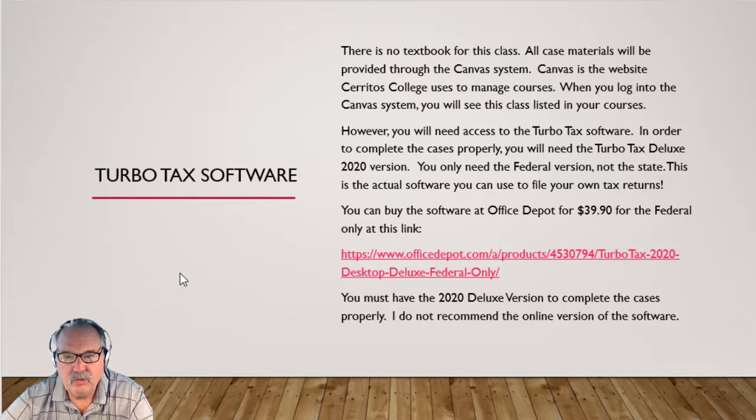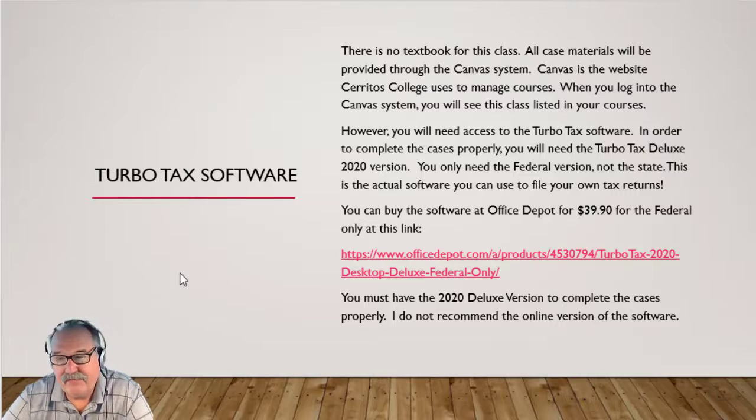In order to be able to prepare the tax returns, you need to have the TurboTax software. There is no textbook. I will provide you with all the case information that will allow you to prepare the tax returns for these cases. I've found that the cheapest way to do this is at Office Depot. You can buy just the federal. You don't need both the federal and the state.